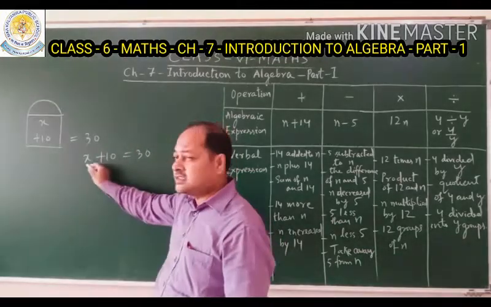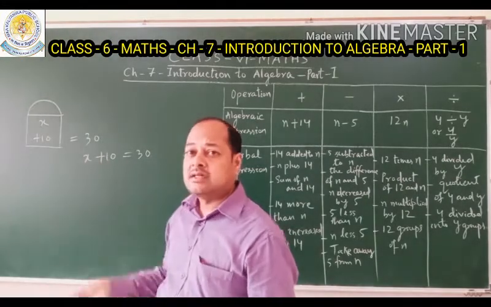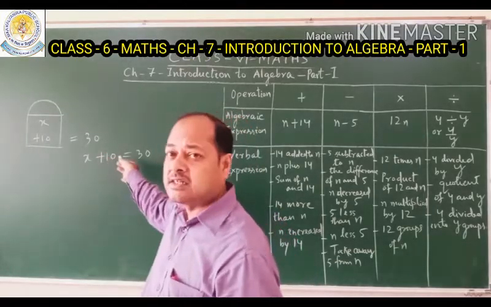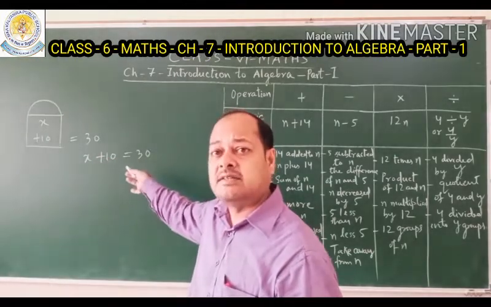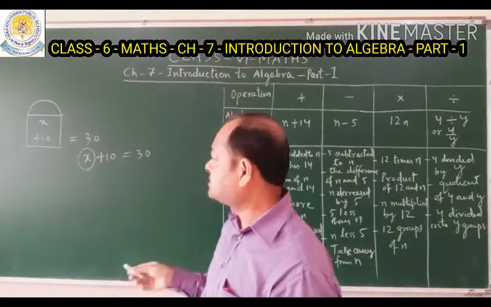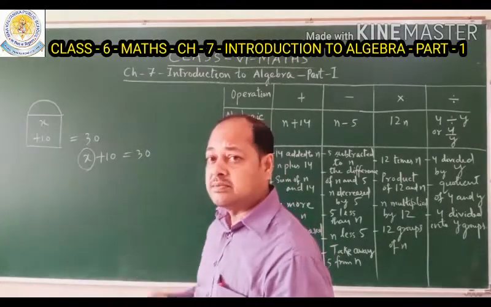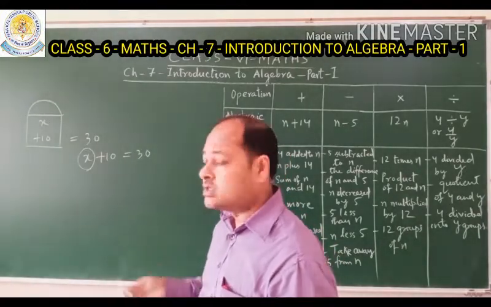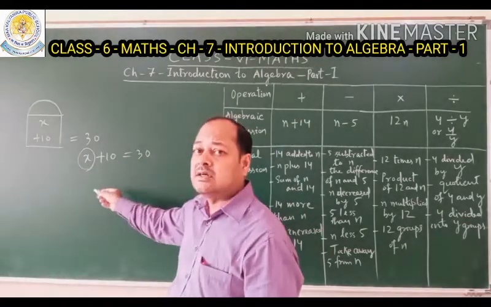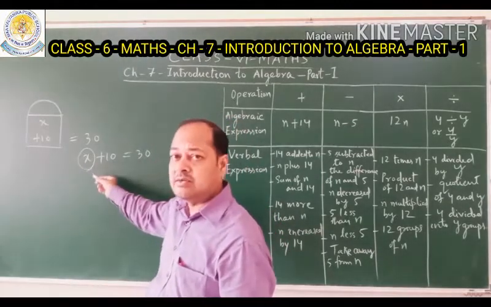So here we see that x is an unknown quantity, and in this question the unknown quantity is the number of mangoes before adding 10. After adding 10, what is the number? In the question it is given as 30. So we have to find out the value of x, and x plus 10 equal to 30 is the equation. That is the concept of algebra. We are using algebra here. So here x is an English alphabet letter. We are using the English alphabet for the unknown quantity in algebra for solving word problems.